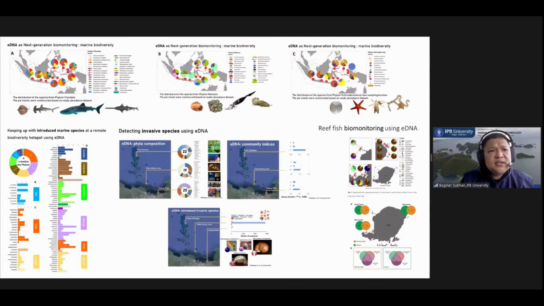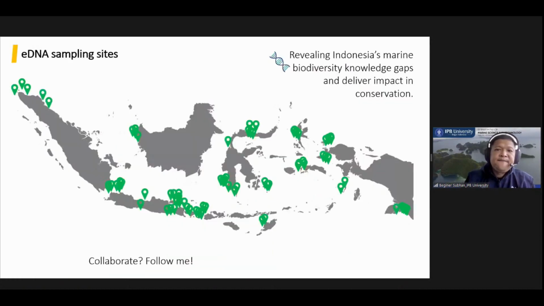And this is our activity, where we already conduct marine biodiversity surveys. We can detect invasive species and introduced species, and also do reef biomonitoring. Some areas in MPAs are near international shipping routes, and we can also use environmental DNA to detect invasive species. And these are our environmental DNA samples.